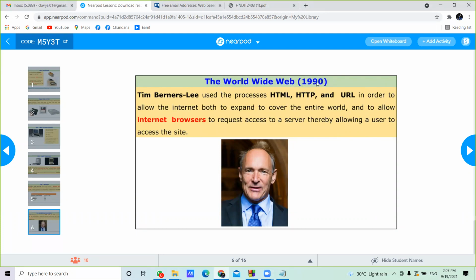In 1990 the World Wide Web was introduced. The person was Tim Berners-Lee, who was very famous for inventing these languages, HTML especially. Also the use of the HTTP protocol and the introduction of URL. All of these things happened because of this person, Tim Berners-Lee. Right?